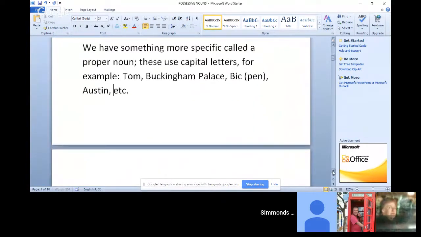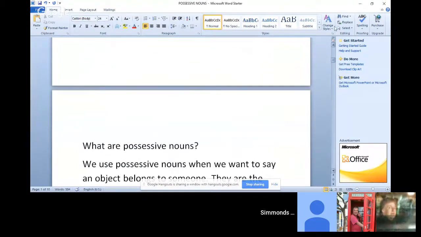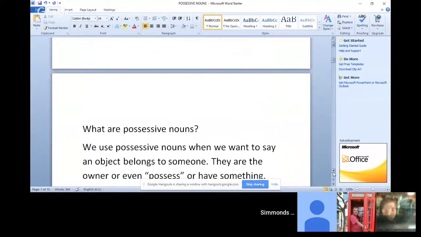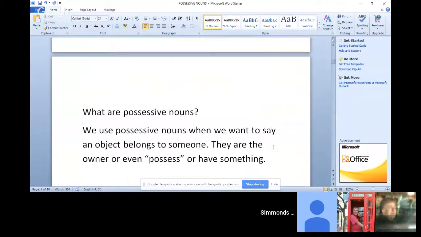And possessive nouns. Ken already kind of explained what it is, so I will read this. It says: we use possessive nouns when we want to say an object belongs to someone. They are the owner, or even possess or have something. I tried not to use the word that is in the title, possessive, possess, but it makes sense here. So they have something. It's saying Becky's headphones or Becky's computer or Becky's something. Yes. Okay.